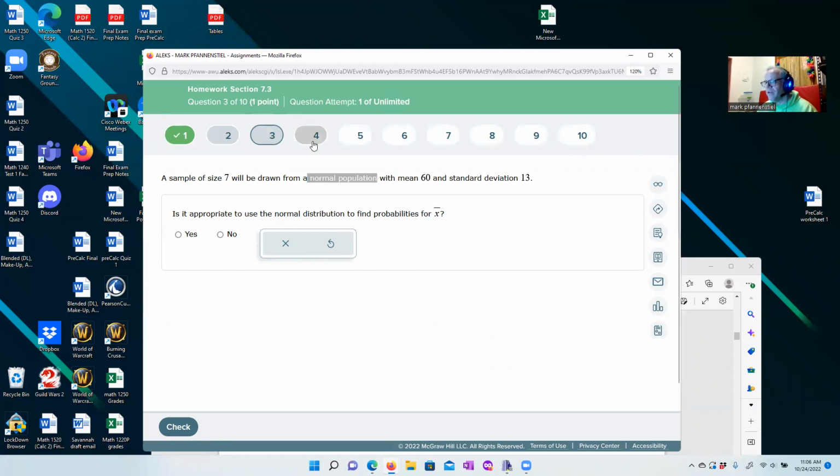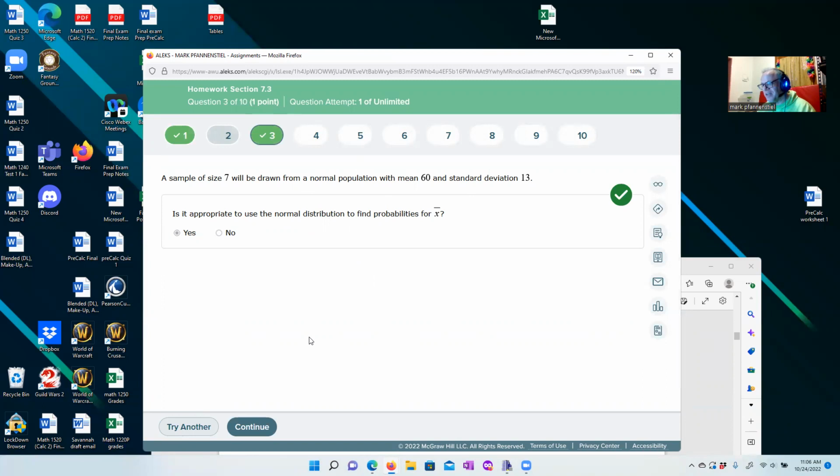So we know it's 60, standard deviation of 13. Is it appropriate to use it? Yes, the underlying distribution is normal, so we should be okay. So it's yes because the original population is normal. I hate when they just ask you yes or no, but yes, because the original population was normal. Otherwise, we would need 30 or more.